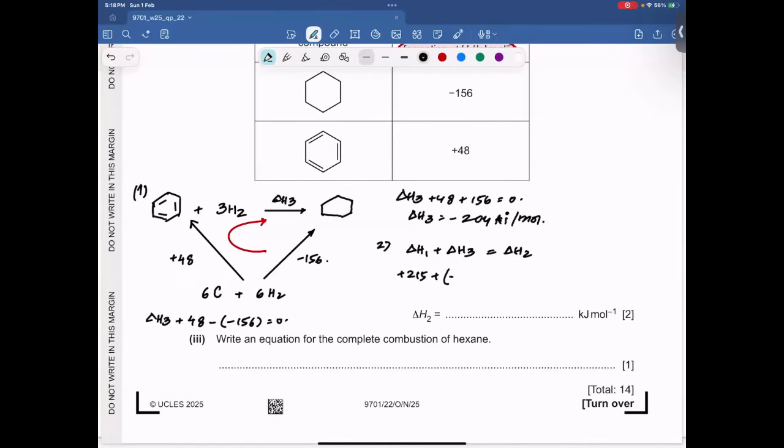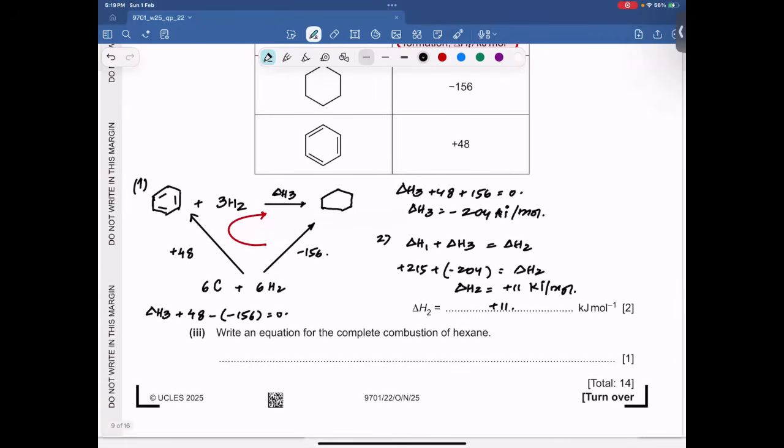Delta H3 is given as minus 204. So I'm going to find out the value of delta H2. 215 minus the answer is going to be plus 11. So delta H2 is going to be plus 11 kilojoules per mole. So plus 11 is going to be the right answer.